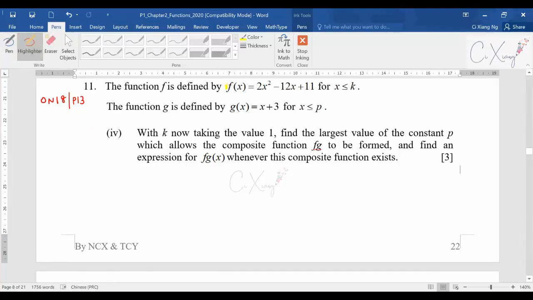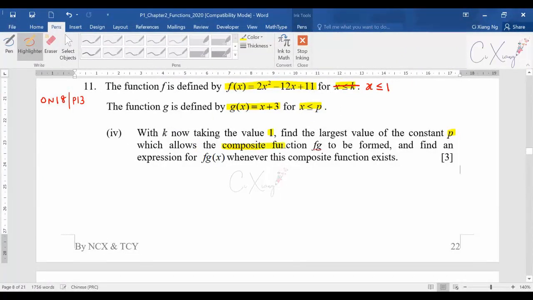We have a function f, and this is the domain of f. We have the function g, and this is the domain of g. Now k is 1, so you can straight away change it to x smaller equals to 1. They want you to find the largest value of the constant p. The p is the domain of g, which allows the composite function.